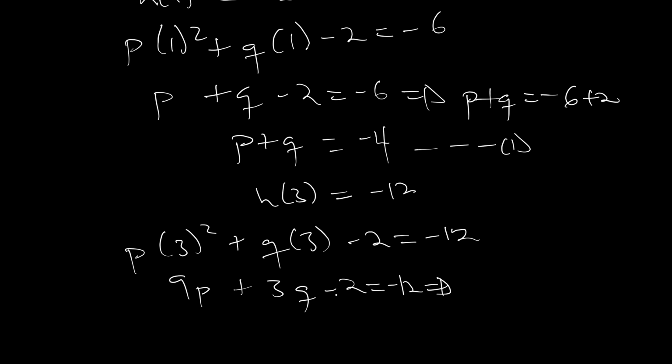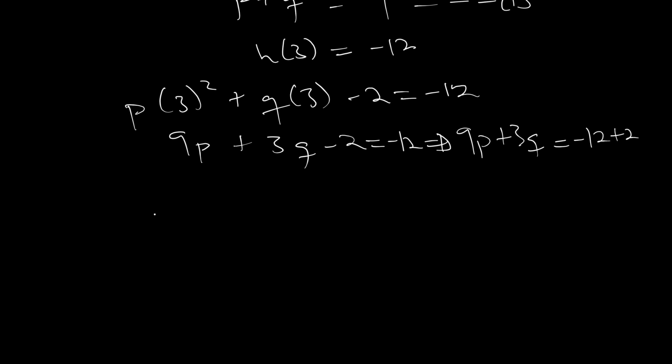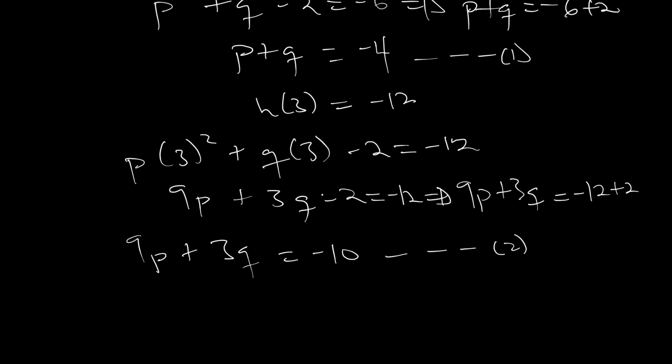Now when we move minus 2 to the right hand side, we have 9p plus 3q is equal to minus 12 plus 2. So we'll have 9p plus 3q is equal to minus 10. This will be our equation 2. So you can see that we have two simultaneous equations. Now to find p and q, we can either use the change of subject method or the elimination method.